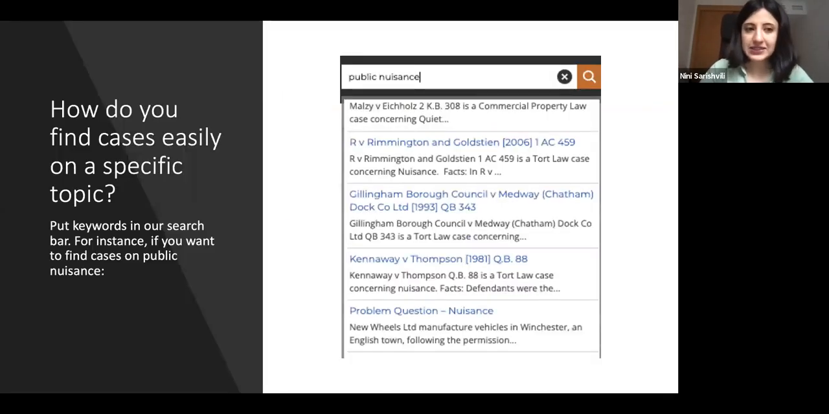So how do you find cases easily on our platform? This is a very important tool that you should be using. For example, you're writing a coursework on public nuisance and you want to quickly have all the cases available on our platform about public nuisance. How do you do that? You use public nuisance as a keyword and you put it in the search bar like you see on the screenshot here. It will give you all the cases available about public nuisance, and then you can read all the cases and use them for your coursework.